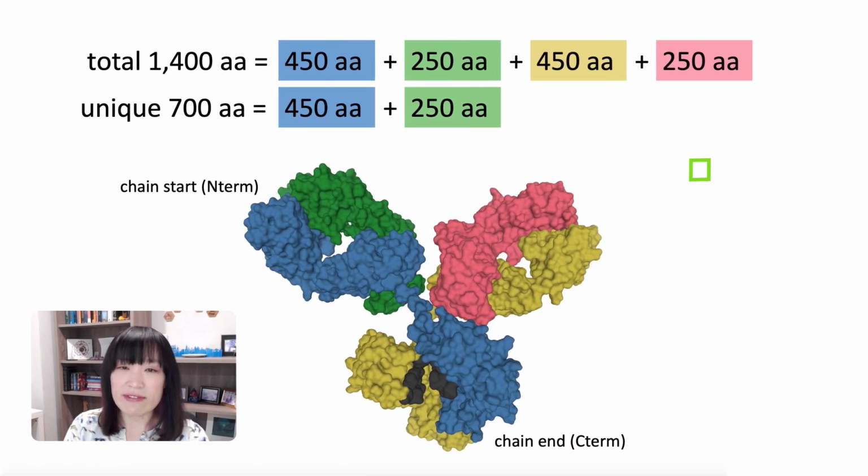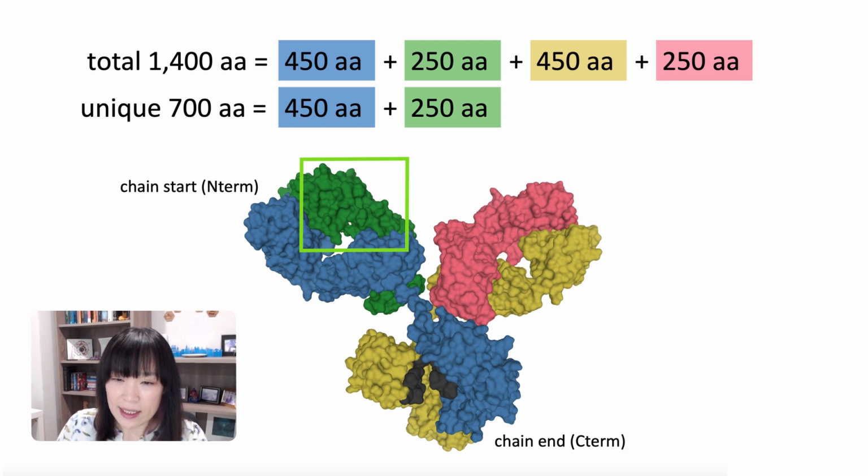So let's zoom into even more detail here. This is no longer a cartoon representation of the antibody, but a space-filling model from a crystal structure. This is what an antibody sort of looks like in real life. And you'll see again, there's a blue chain that runs all the way from the left to the right, a yellow chain that runs from the right to the left, and 2 of the smaller chains in green and in pink here. Here I wanted to highlight some of the numbers associated with this antibody.